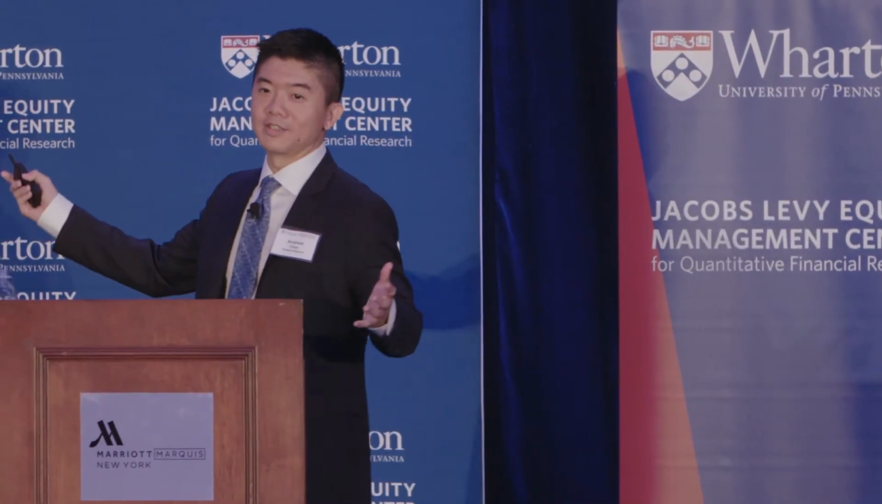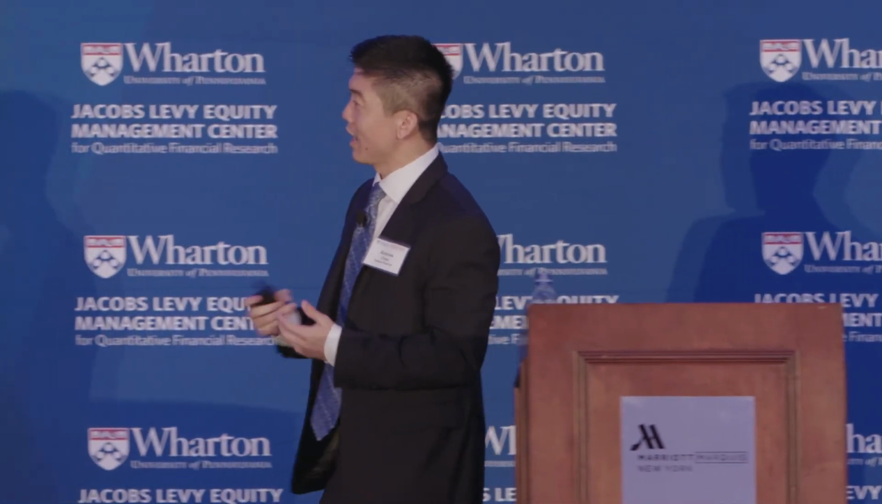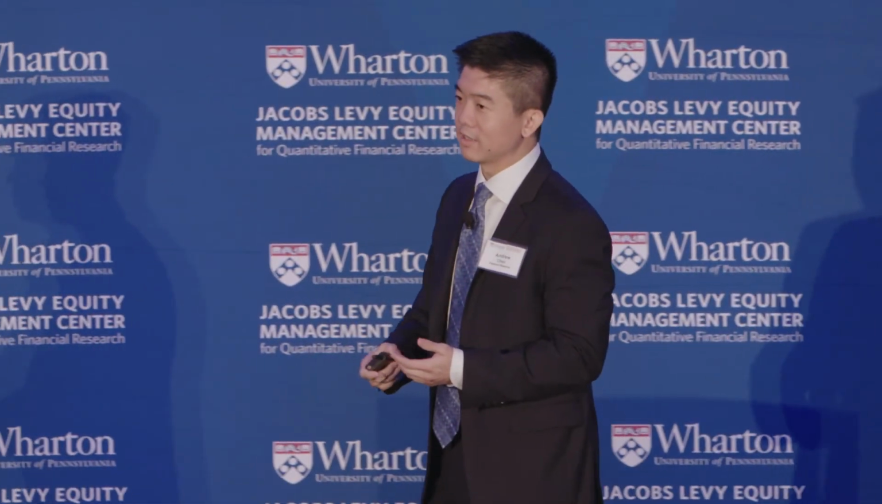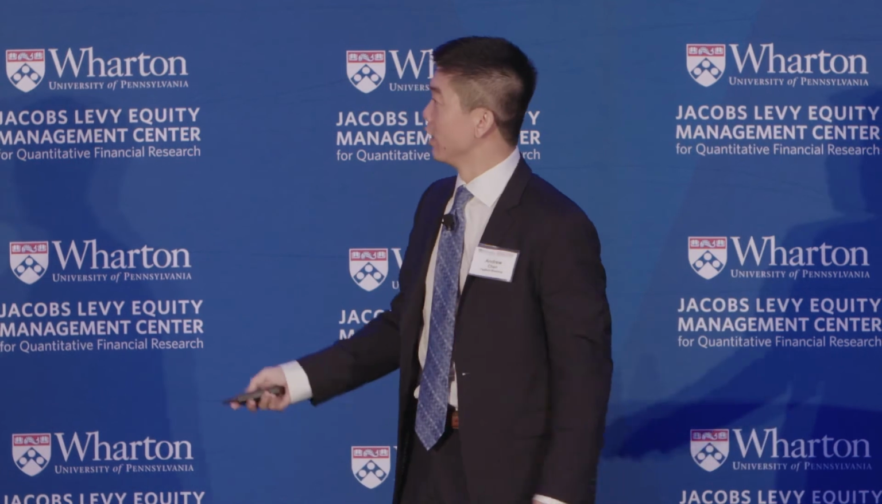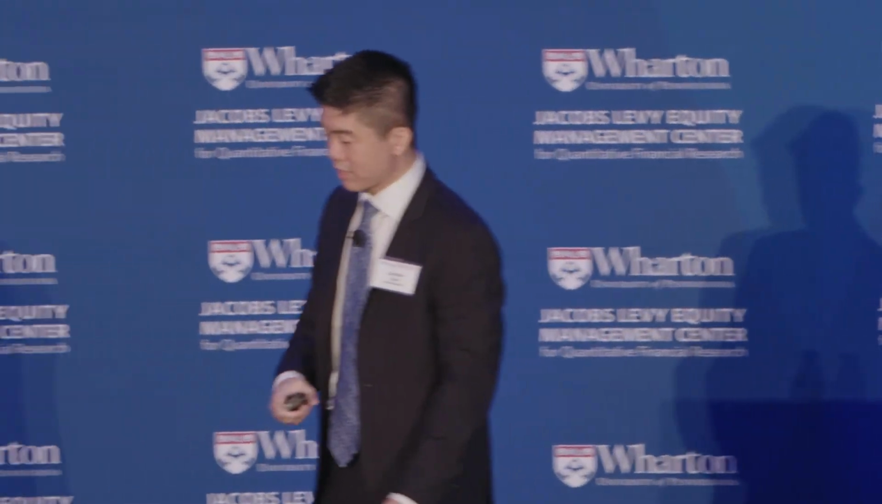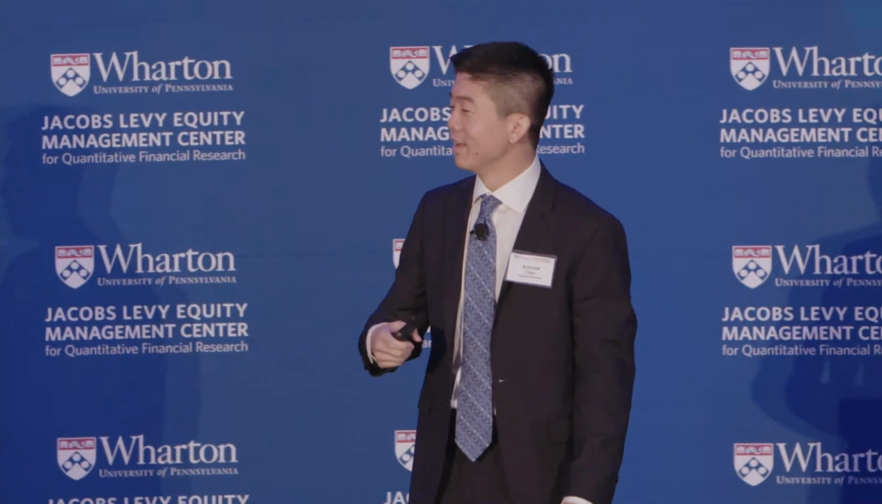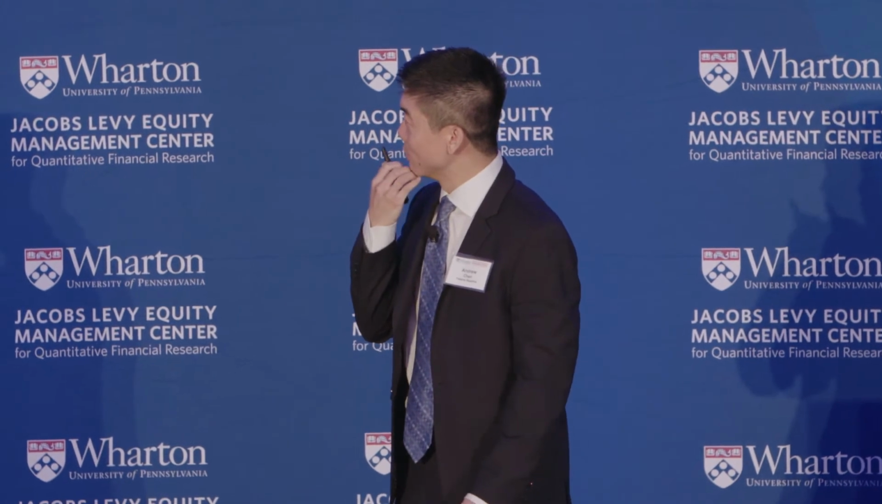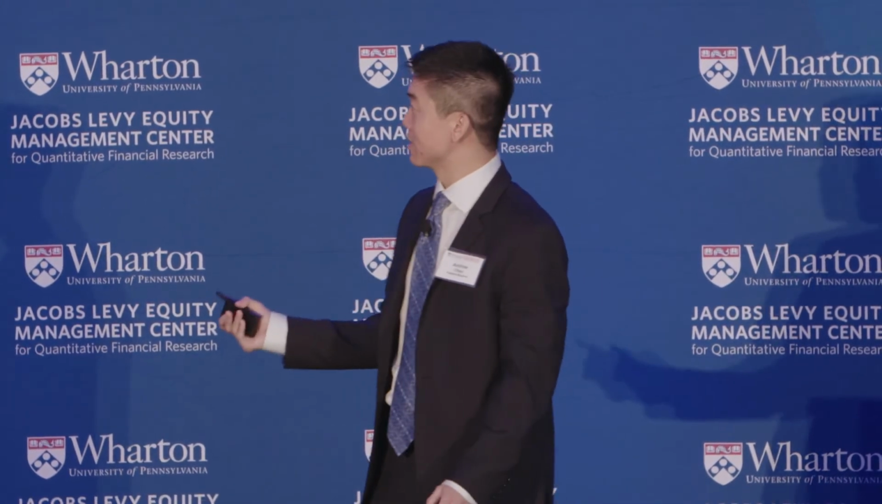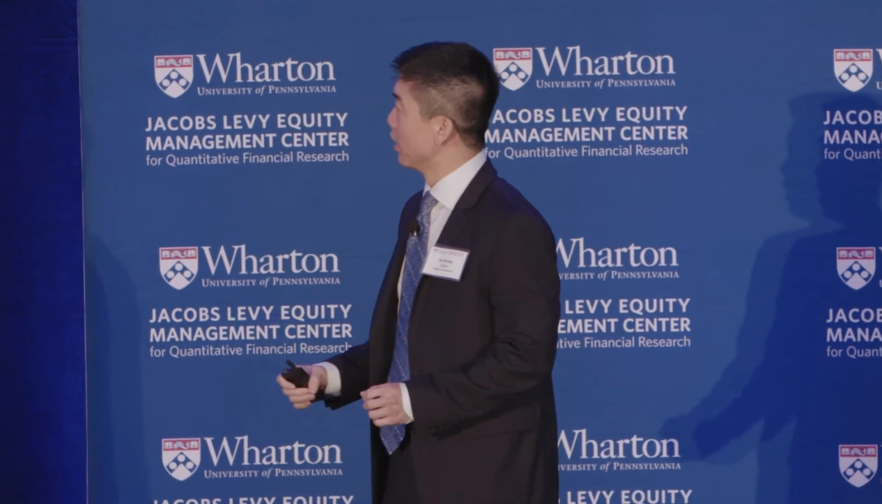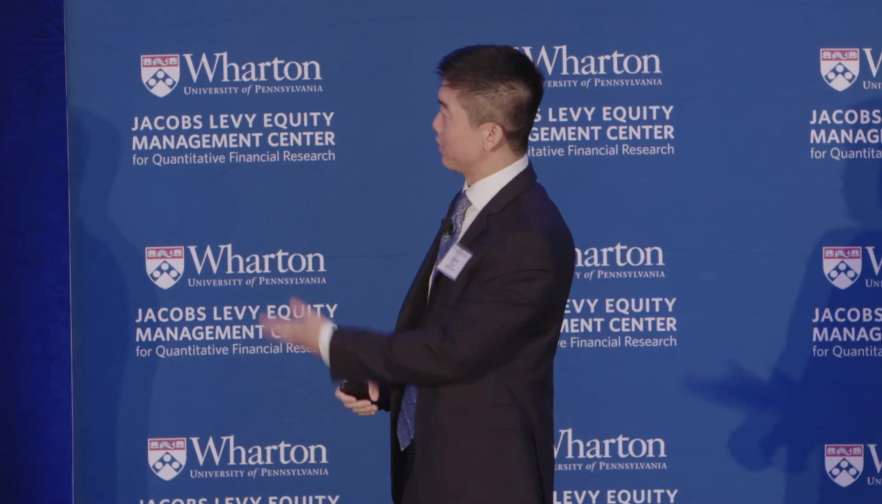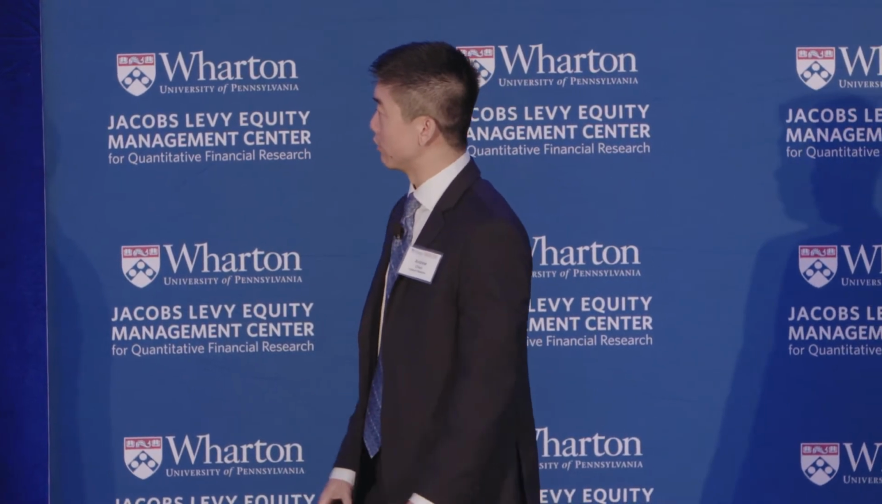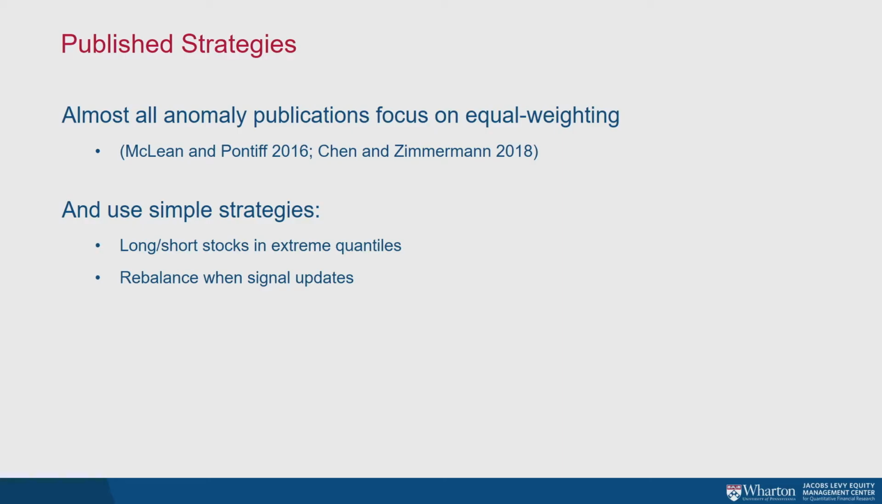Okay, finally, we get to the good stuff, results. Is the average published strategy profitable? We're going to take the strategies, quote, off the shelf. By off the shelf, I mean if you actually read these anomaly publications, like I've read way too many of in my time, almost all of them focus on equal weighting. They have certain incentives, right? McLean and Pontiff document this. We find this ourselves when we comb through the papers. And they use simple strategies. They just long-short the extreme quantiles, and they rebalance when the signal updates, roughly speaking.